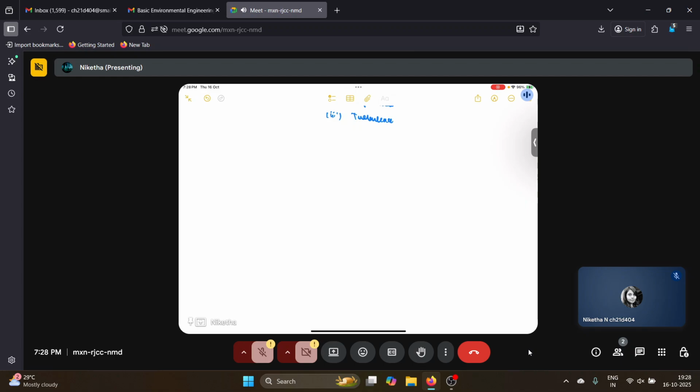And then we saw processes like gasification, pyrolysis, etc. And then we also saw about air quality index. So it is derived from the concentration of 8 major pollutants. One or two of them should be mandatorily PM10 or PM2.5.